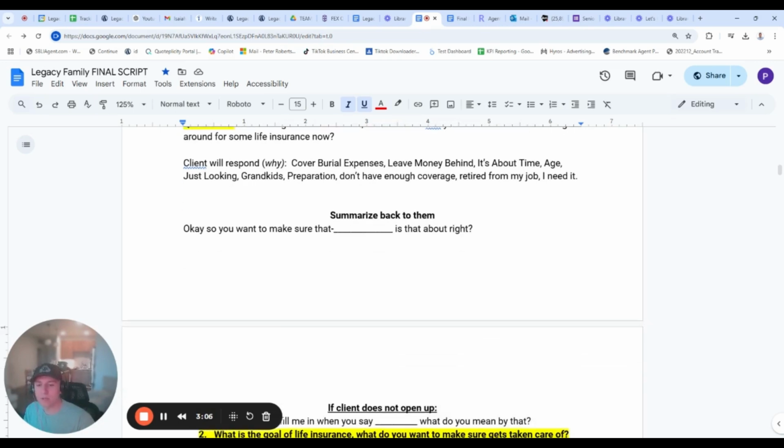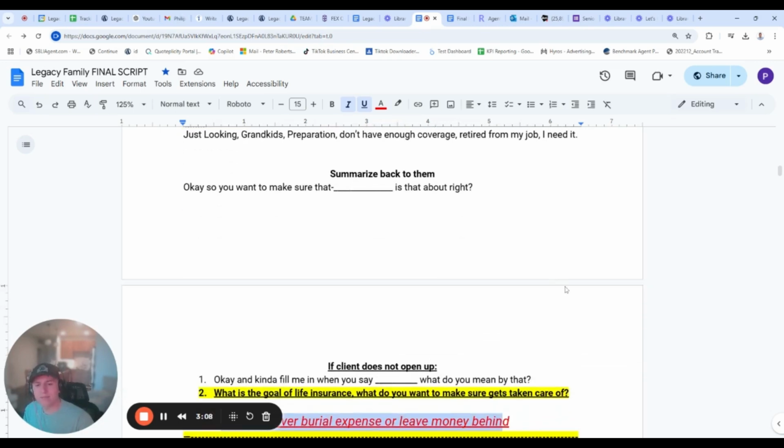Yeah, that's about right. Okay, well, kind of fill me in. When you say you want everything to be taken care of, what do you mean by that? If the client does not open up, he says, well, I just want to make sure I got everything in order when I die. We still haven't got him to say those magical words that we're looking for. So we're going to mirror it back and move forward. Okay, you just want to make sure that you got everything in order when that time comes.